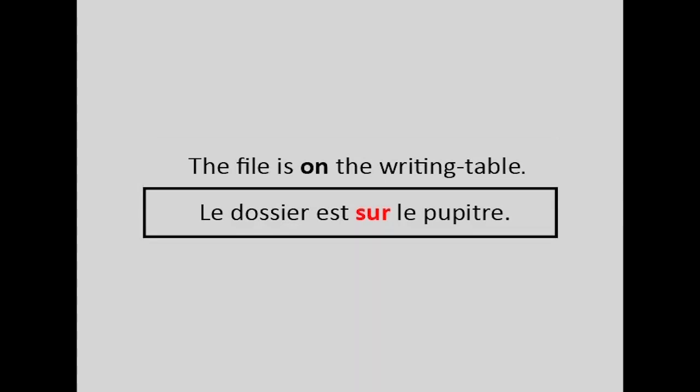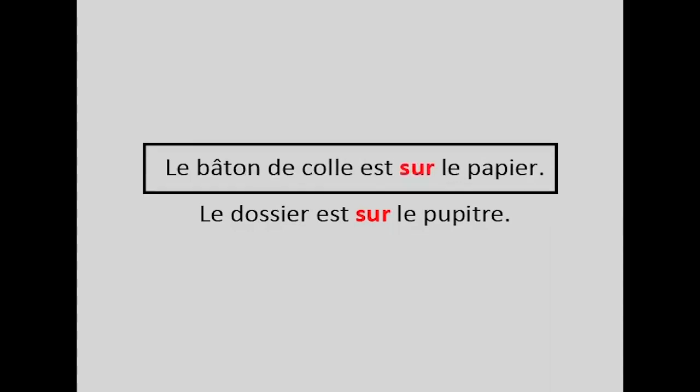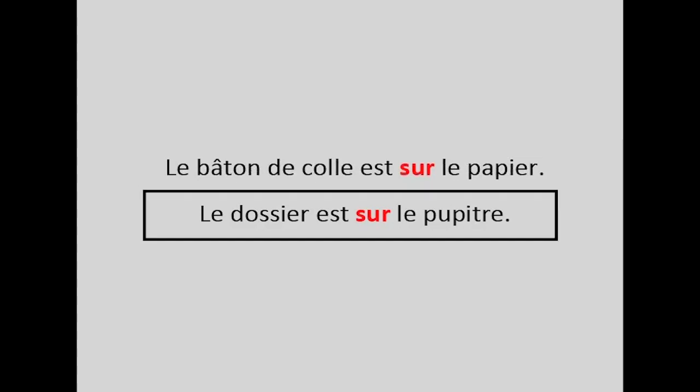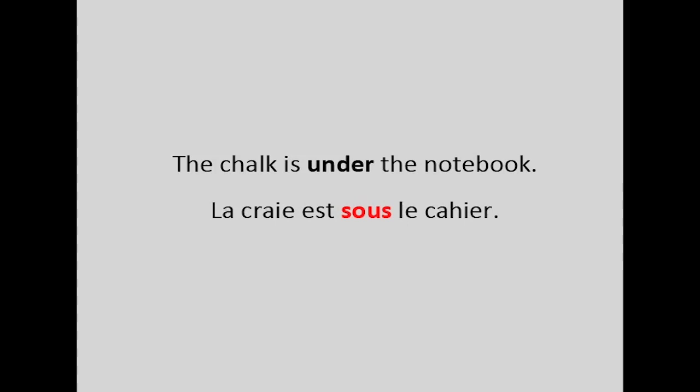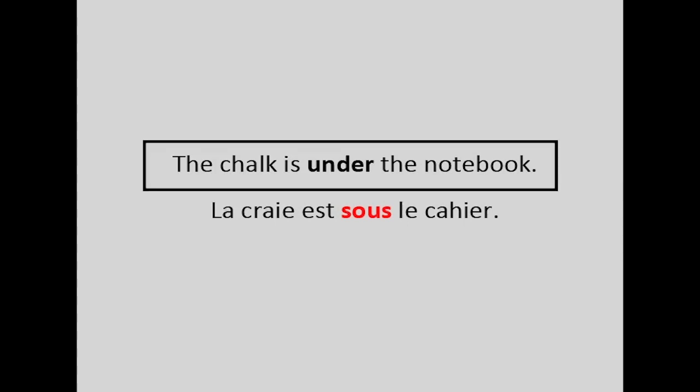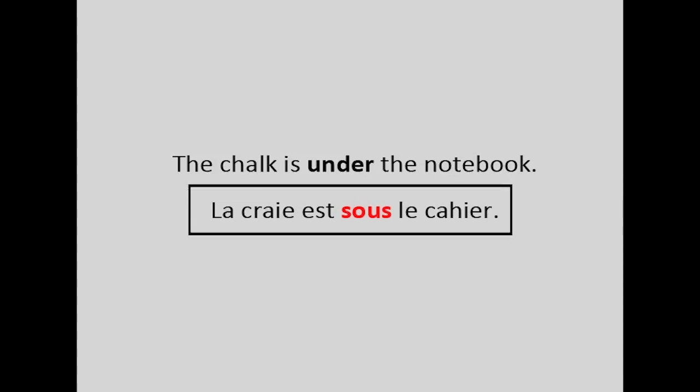I'll again read the two sentences. Le bâton de colle est sur le papier. Le dossier est sur le pupitre. The next preposition is sous. Sous means under. Let's consider the following sentence. The chalk is under the notebook. In French, this sentence translates as la craie est sous le cahier.